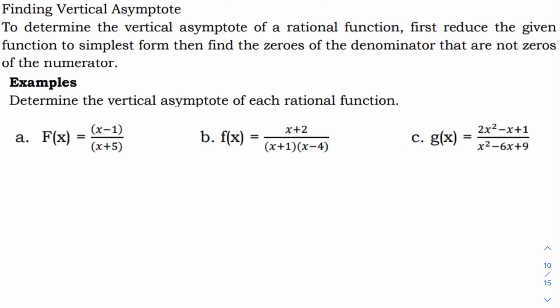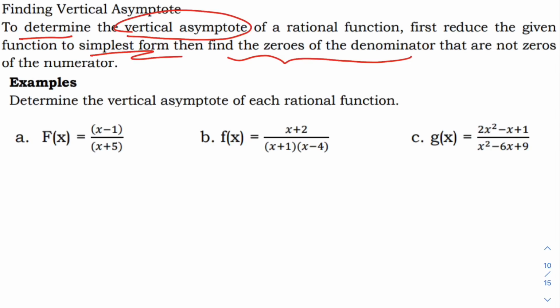Ngayon, paano ba siya kinukuha? So sabi dito, to determine the vertical asymptote of a rational function, first, reduce the given function to simplest form. Okay? Then, pag nakuha na natin yung simplest form ng ating rational function, sabi dyan, find the zeros of the denominator that are not zeros of the numerator. Ibig sabihin, i-equate lang natin guys yung ating denominator to 0.